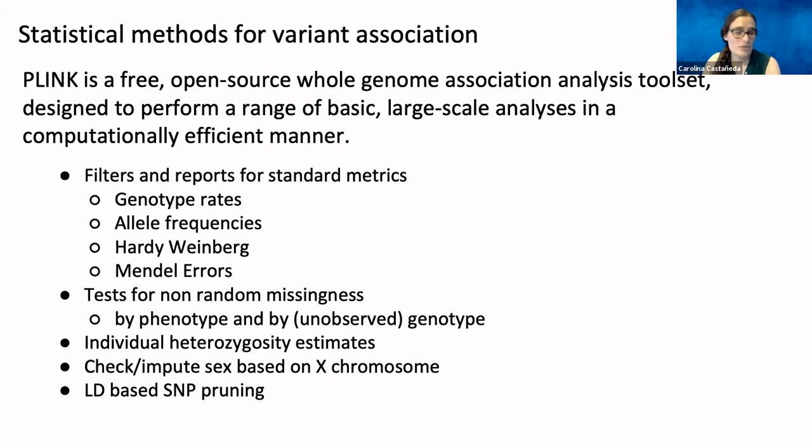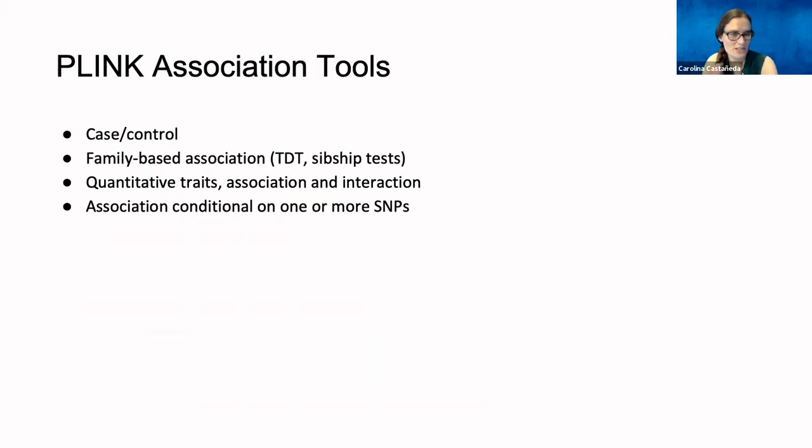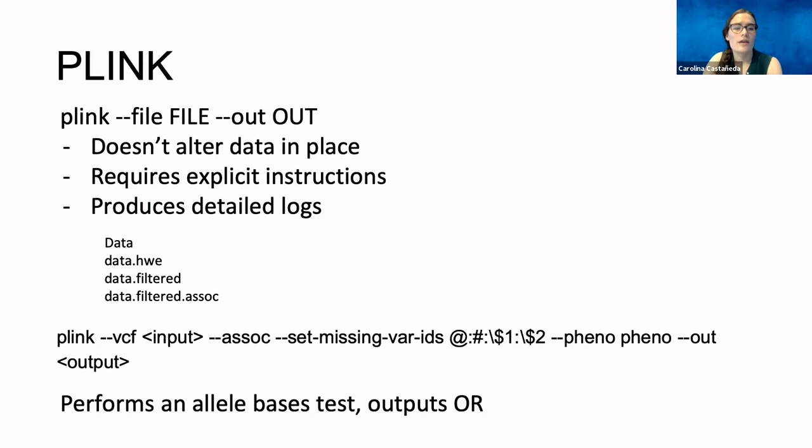For the association test, which is what we're most interested in, PLINK can perform a case control analysis, case control associations. It can also perform family-based association tests, quantitative traits association and interaction tests, and it can also detect association conditioning on one or more SNPs or another covariate like age or population stratification, etc.